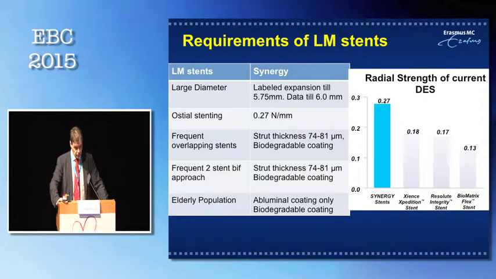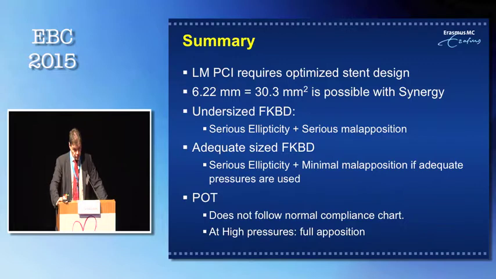We know the radial strength is very high for this stent. Earlier we discussed that the radial strength is maintained at these high diameters. Summary, I'm going to skip that for the time. The POT, what we said, doesn't follow normal compliance charts. High pressures are needed.